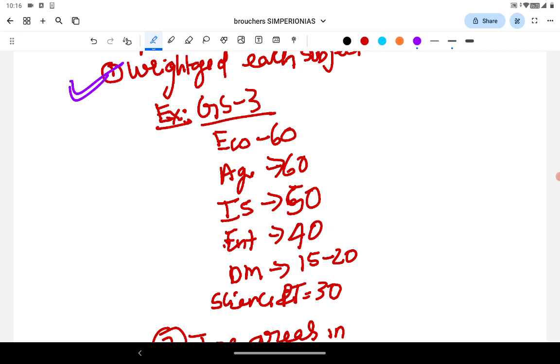Say economy 60 marks, agriculture 60 marks, internal security 50 marks, environment 40 marks, disaster management 1 or 2 questions, 10 or 15 or 20 marks, science and tech around 30 marks. So this is one of the most important use cases of the PYQs. They enlighten us with the subject-wise importance in each paper. What is the importance of each subject?